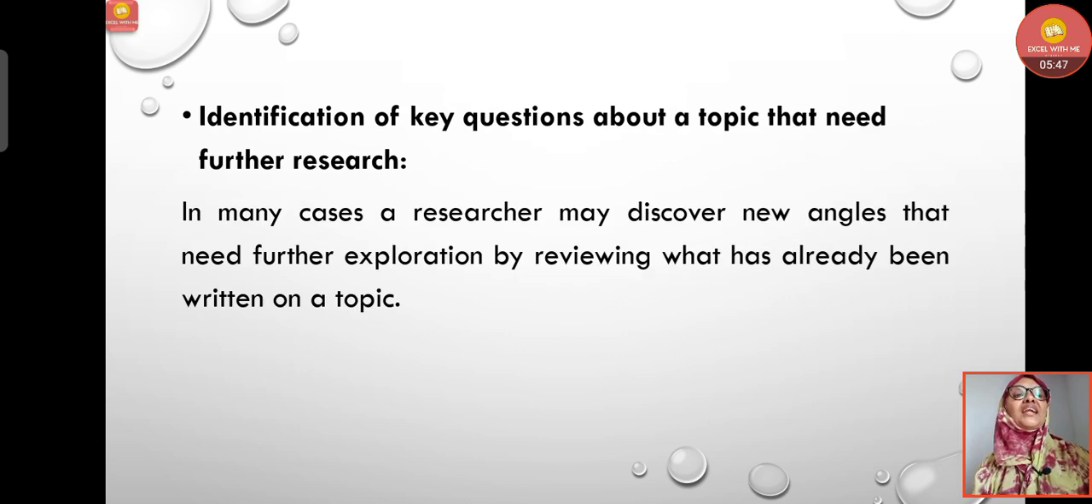So the next need is identification of key questions about a topic that need further research. Even if we have taken one statement earlier, through the review, what happens is that we can refine our statement of the problem.